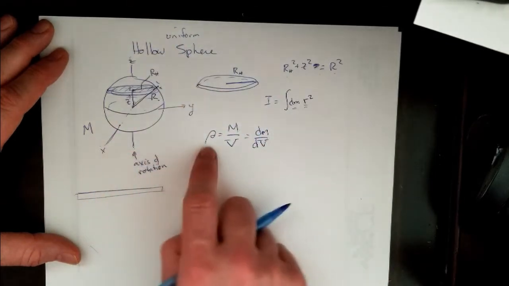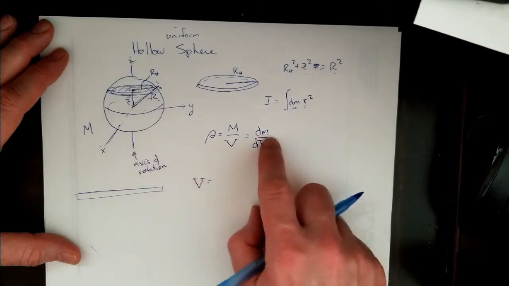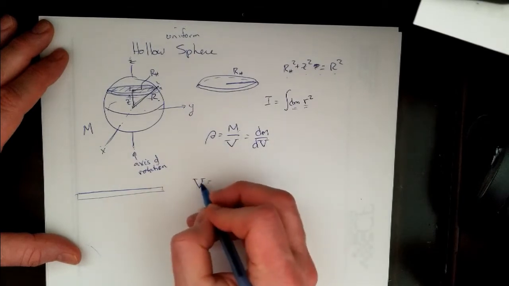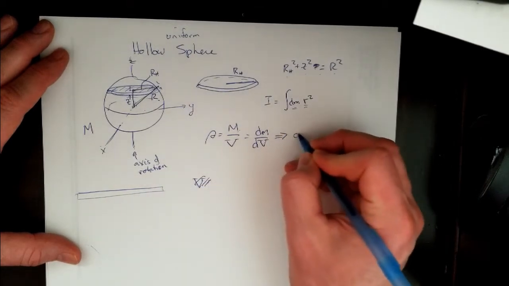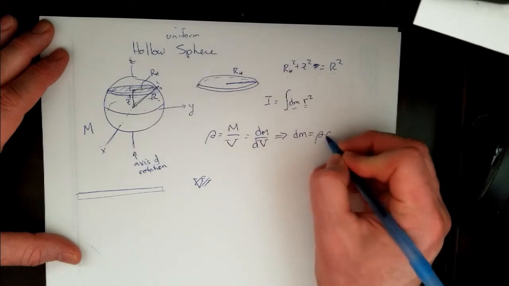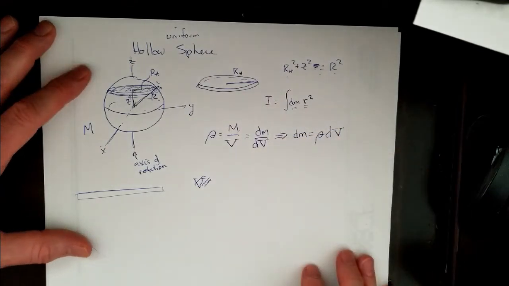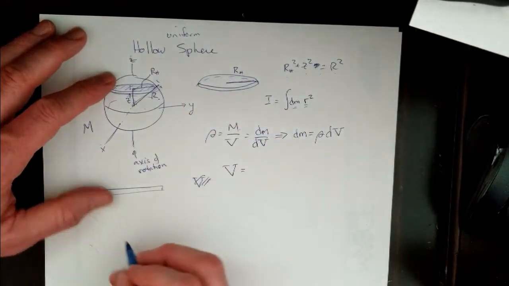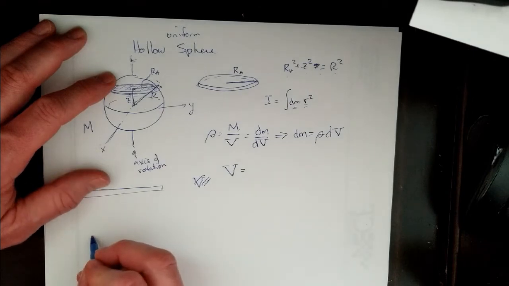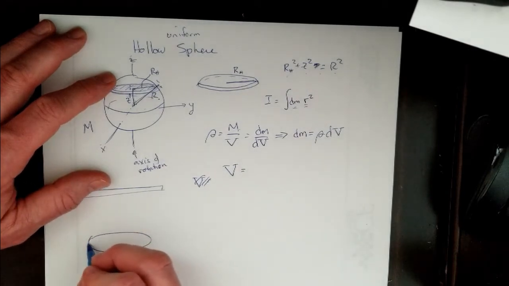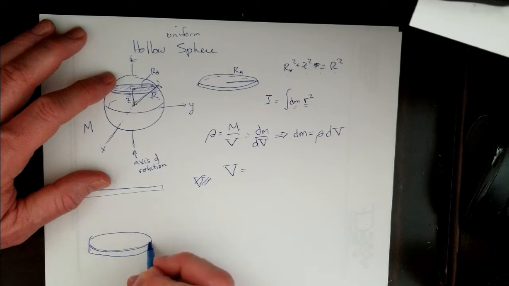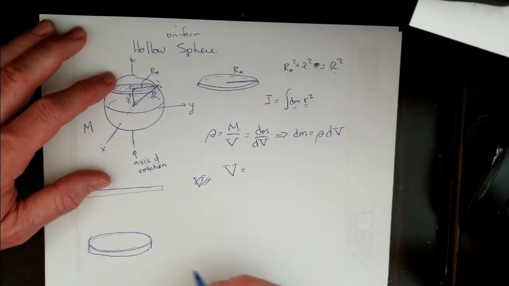Since it's uniform, I know the density is equal to mass over volume, or in the individual piece, dm over dV. So therefore, the differential of the mass is equal to rho times the differential of the volume. So the volume of this little hoop right here, let's see if I can draw it out better over here. So we've got this hoop right here, and there's a tiny little thickness along here.